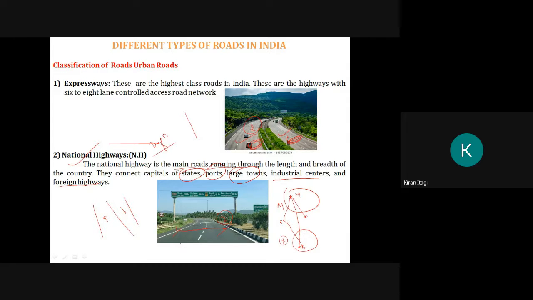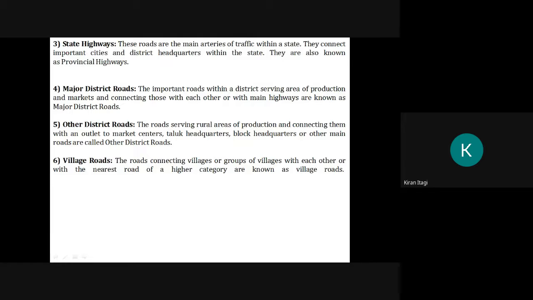Then we have state highways. These roads are the main arteries of traffic within the states. They connect the important cities and district headquarters within the states. They are also known as the conventional highway. Just remember, the state highway connects the important cities and the district headquarters.